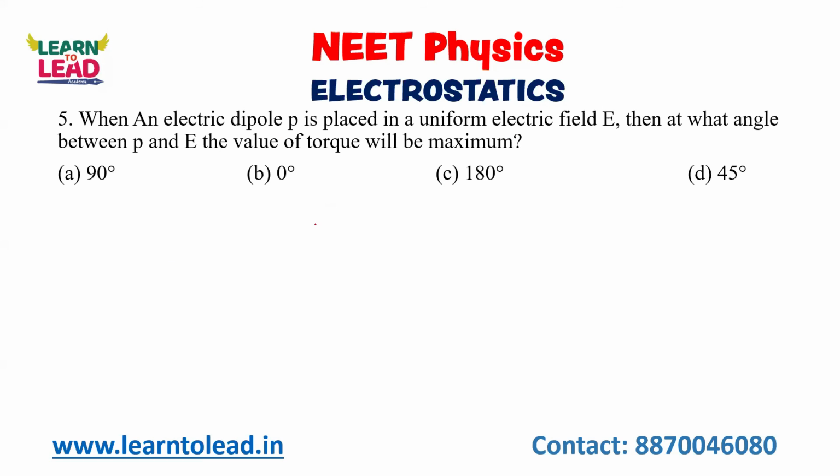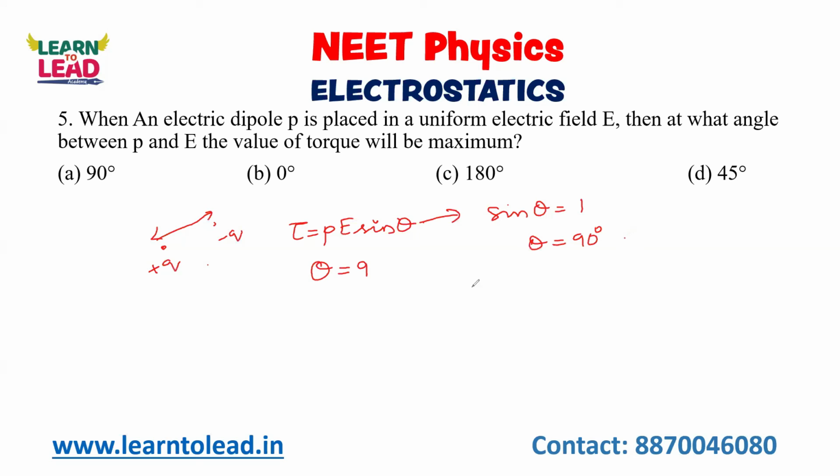Now we'll see the next question. When an electric dipole is placed in a uniform electric field E, at what angle between P and E will the value of torque be maximum? An electric dipole is nothing but two equal and opposite charges separated by some distance. The torque exerted is PE sin theta. For torque to be maximum, sin theta should be equal to 1. If sin theta is equal to 1, then theta should be 90. So to get maximum torque, theta should be equal to 90 degrees. Option A is your answer.